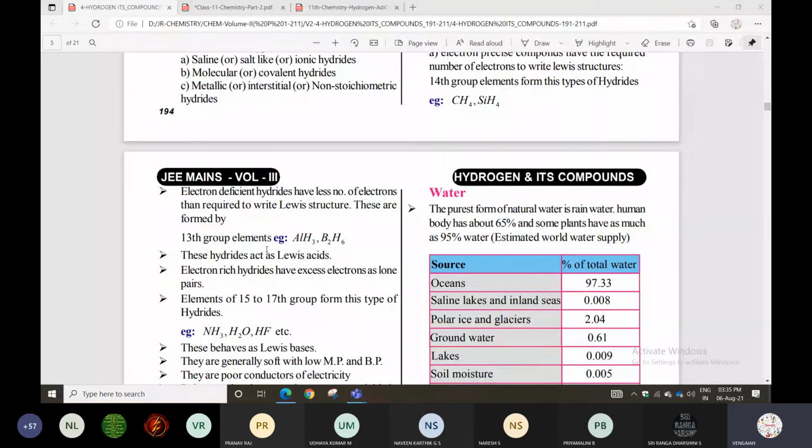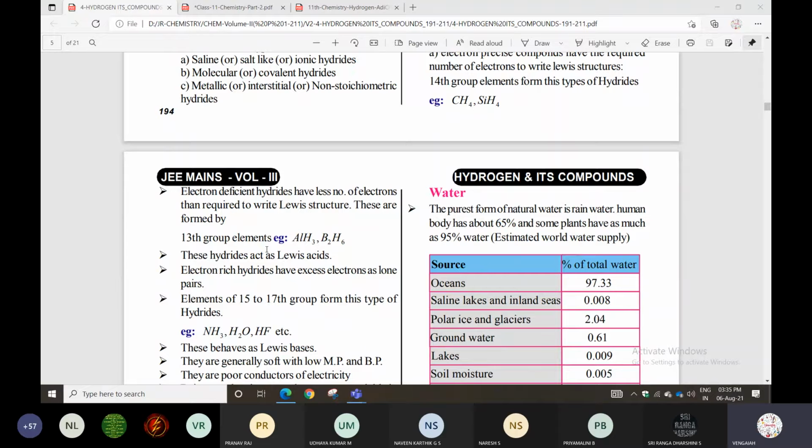Next one is electron rich hydrides. They have excess of electrons. They are formed when reacting with the 15th, 16th, 17th group. So elements of the 15th to 17th group form this type of hydrides, electron rich hydrides.